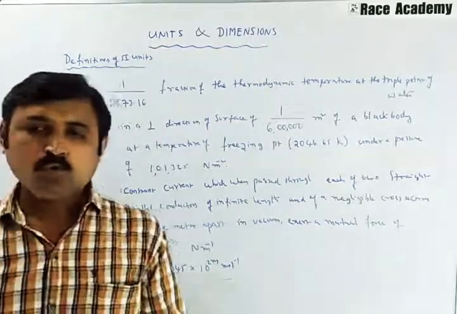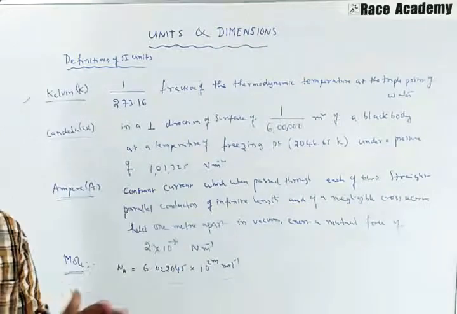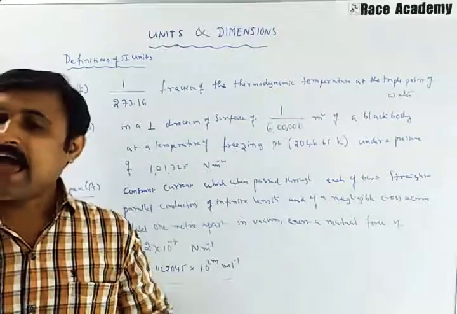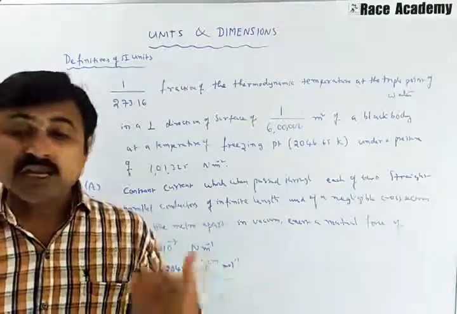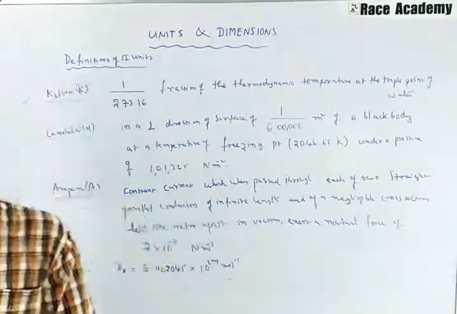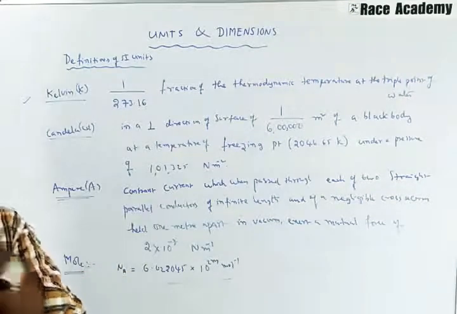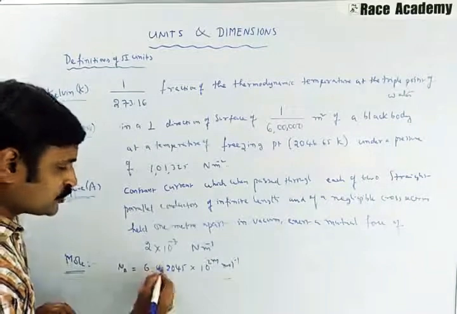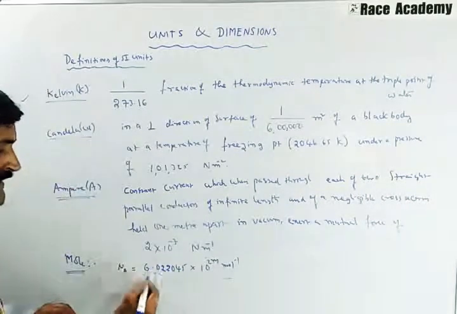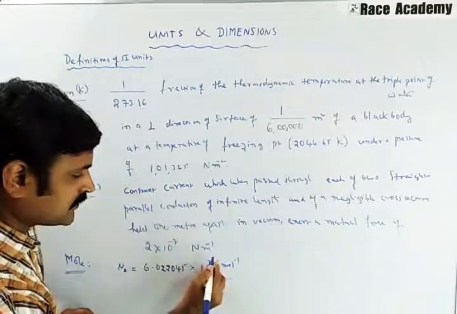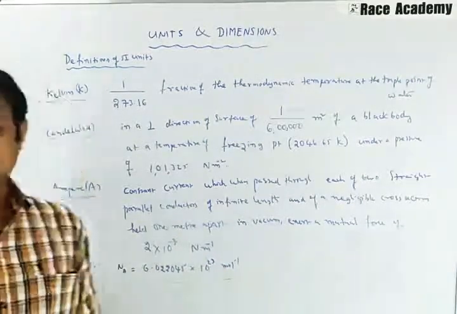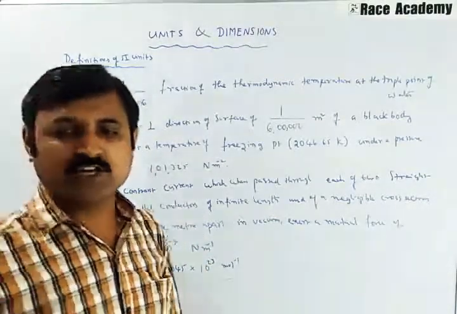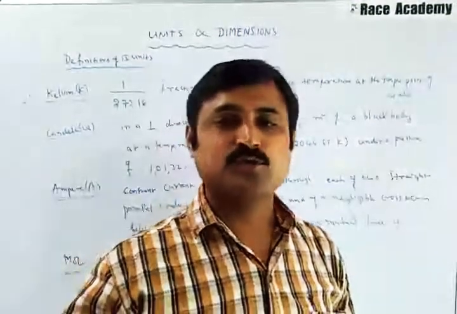So what is mole? Mole is the quantity of substance which contains the same number of elementary units called atoms, as there are atoms in 12 grams of carbon 12 isotope, and that number we call the Avogadro constant, and its value is 6.0220245 into 10 power 23 mole inverse. So this is the definition of SI units, the basic units definitions we have given to you.